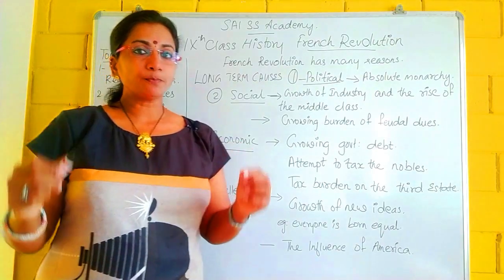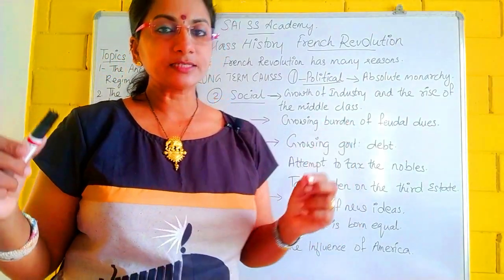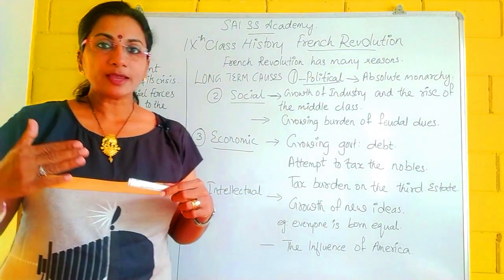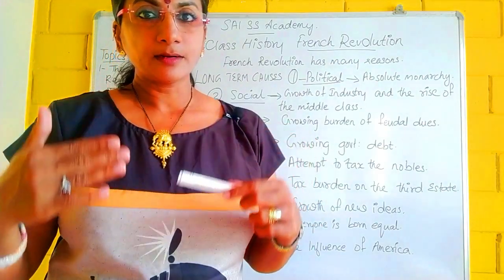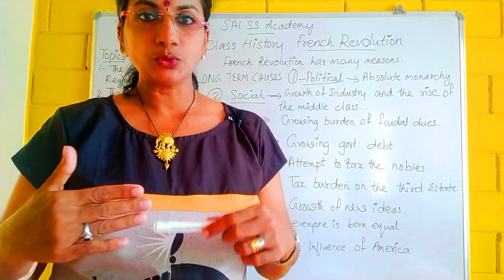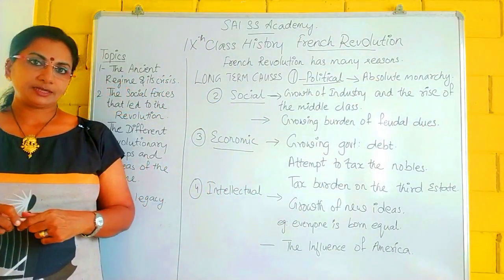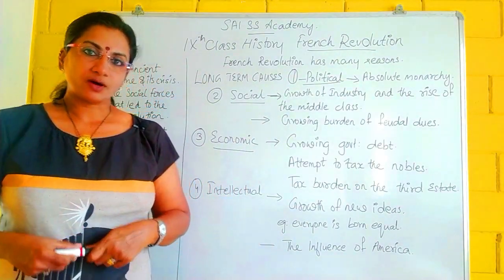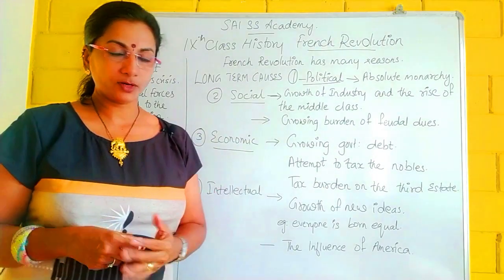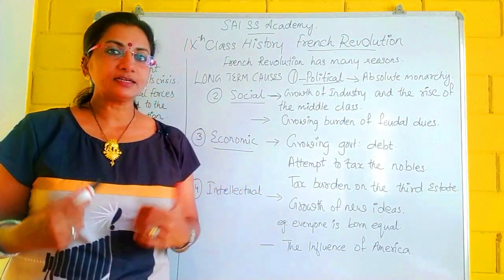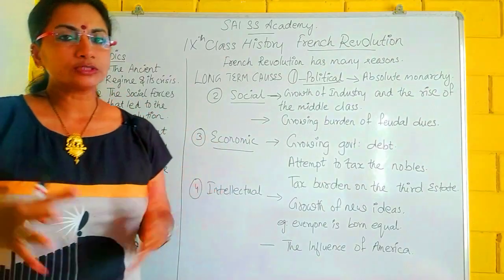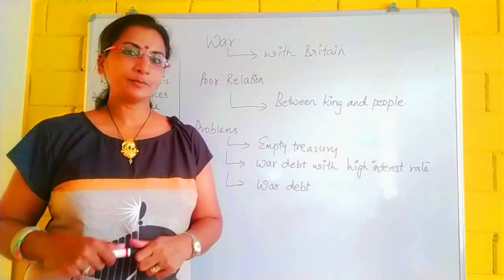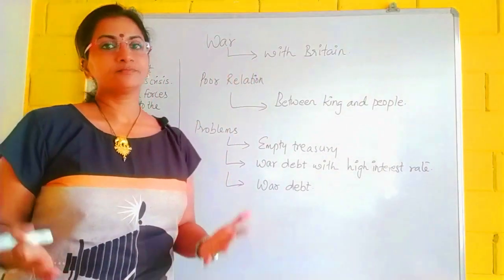When the king came to power, he found that the royal treasury was empty. So, he wanted to know the reason for the empty treasury. He found out the reason: it was war, W-A-R. Actually, France was engaged in war for a very long time. With whom? With Britain.